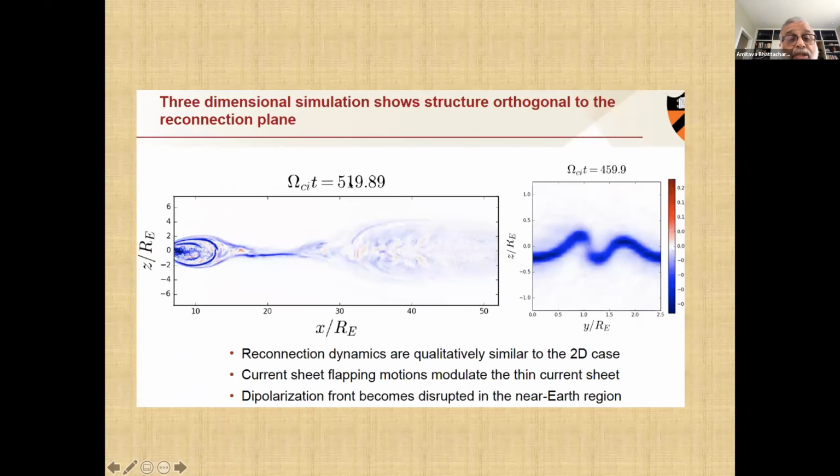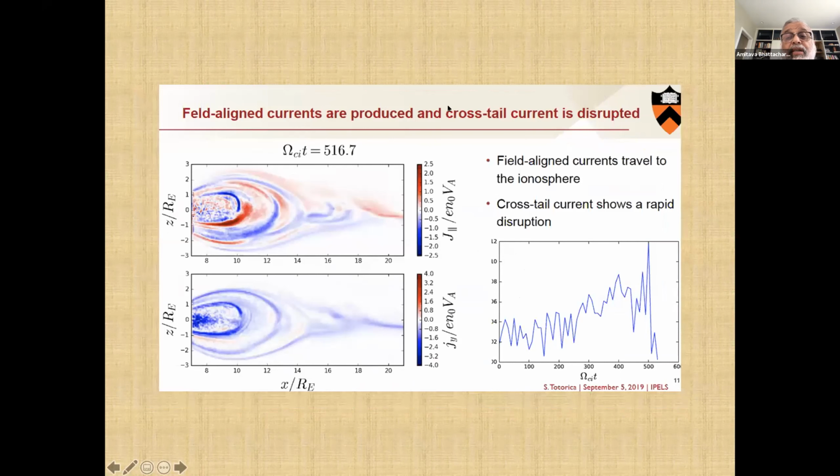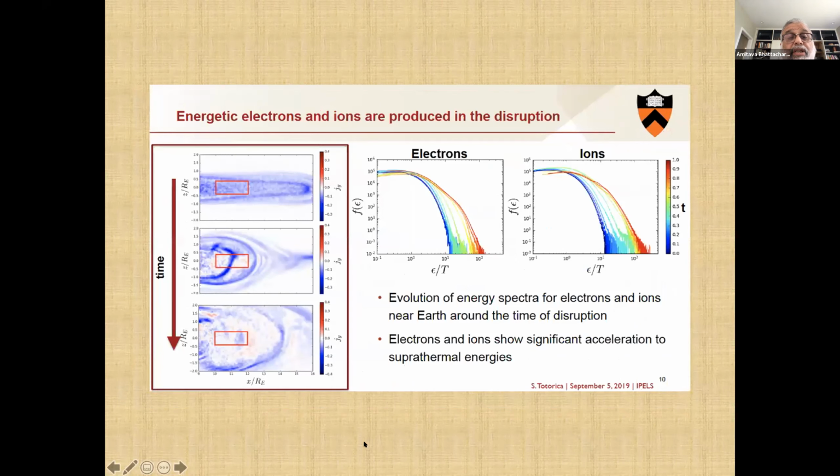But when it goes to 3 dimensions, and these are, by the way, times in cyclotron orbits, he sees very strongly Y-dependent perturbations of the cross-tail current. The reconnection dynamics in 2D are qualitatively similar. The current sheet flapping motions modulate the thin current sheet, but it is 3-dimensional instabilities that cause the disruption. And field-aligned current is produced, and the cross-tail current, which he actually plots at a distance of 10 RE, goes through this sort of a phenomenon and then suddenly disrupts in 3D.